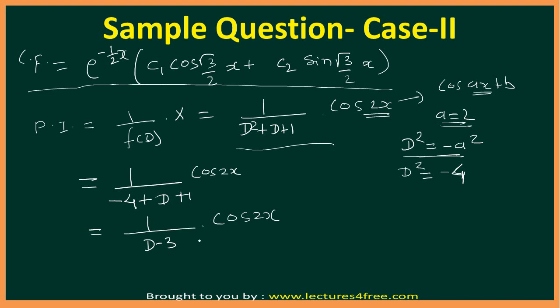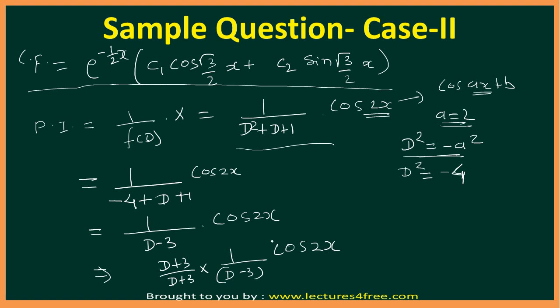Here you can't solve it further because you are not seeing any d square term. You can put d square equal to minus a square, but from now onwards you are not seeing any d square term here. So to get the d square term, we will multiply with d plus 3 in numerator and denominator. So you will get d plus 3 in numerator and d plus 3 in denominator.